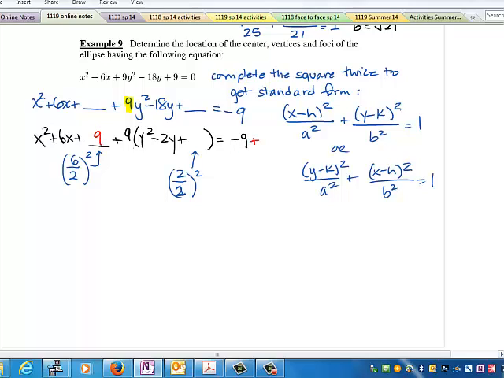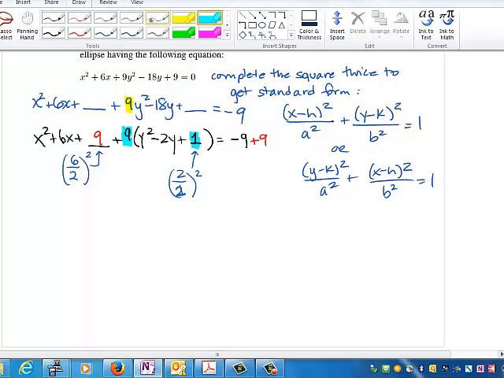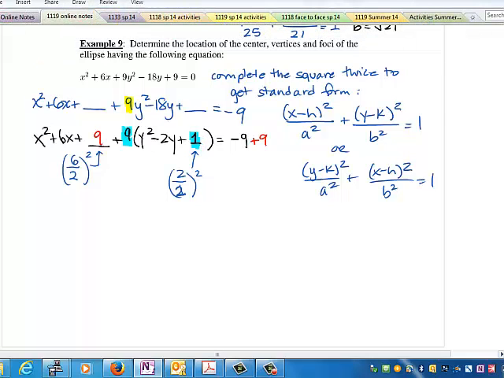And anything we add on the left, we have to add the same thing on the right. And here we've got half of 2 squared, which is 1. Squared is still 1. But on this one, what we really did, when we wrote that 1 there, we really added 9, because we have 9 times 1. So on the other side, I need to add a 9 there also.